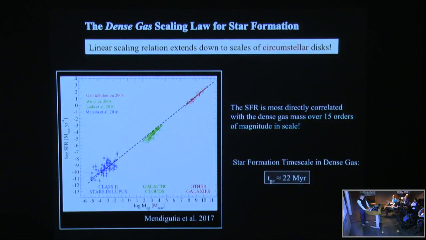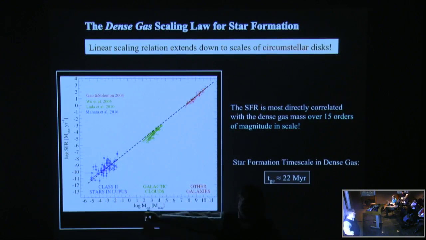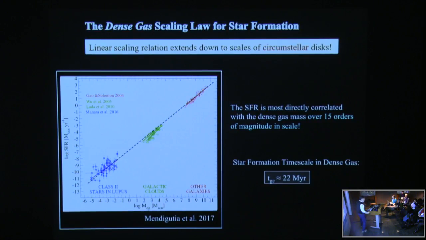Now I'd like to finish the talk by showing you something that I found pretty astounding, also a very recent result: not only does this linear relation between dense gas and star formation rate extend to the scales of entire galaxies, but it also extends down to the scales of circumstellar disks. What I've plotted actually comes from a paper by Manara et al., the Class II sources in Lupus, where they measure the accretion rates, which is the same as the star formation rate, versus the disk mass measured by ALMA observations. And you can see it fits very well on this correlation, covering something like 15 orders of magnitude in scale, again with a time scale of order a few times 10 to the 7 years.